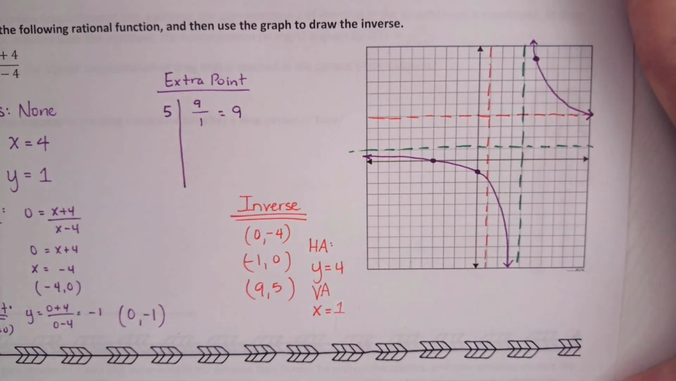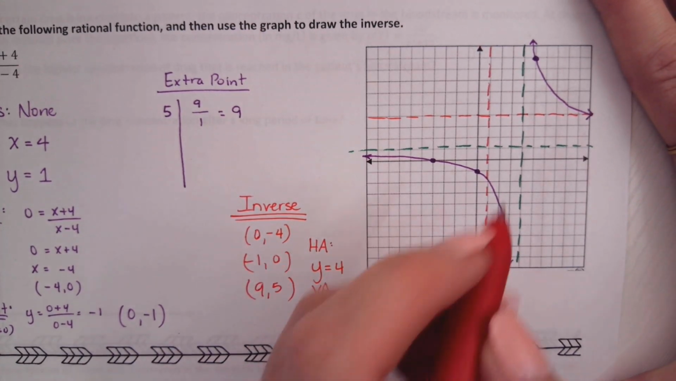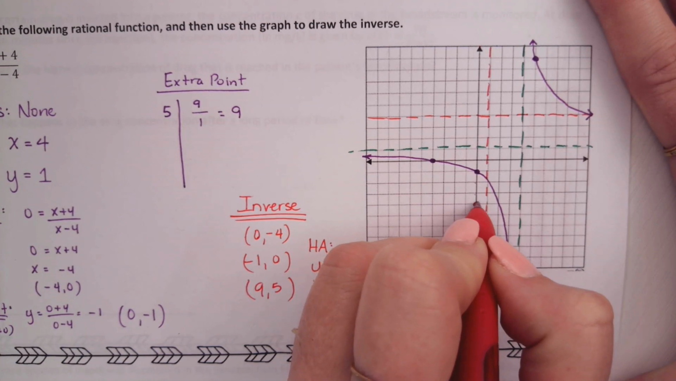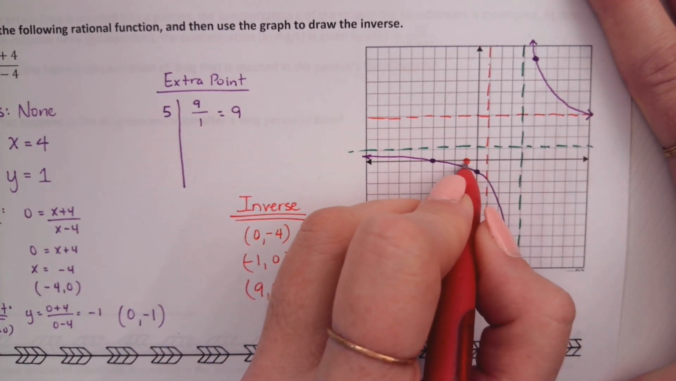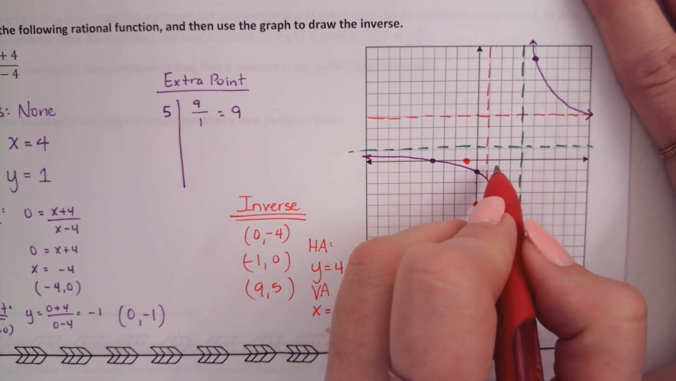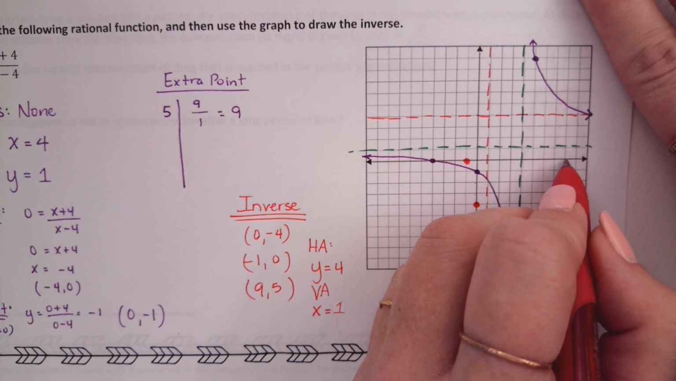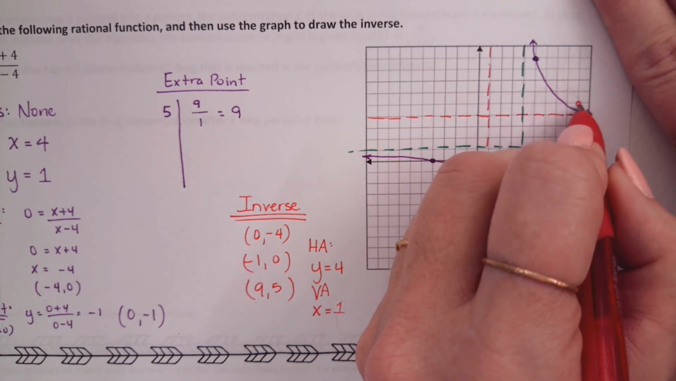Okay, and then I have a few points that I can graph as well. I can graph 0, negative 4. 1, 2, 3, 4. I can graph negative 1, 0. And I can graph 9, 5. Let's see. 1, 2, 3, 4, 5, 6, 7, 8, 9. 1, 2, 3, 4, 5.